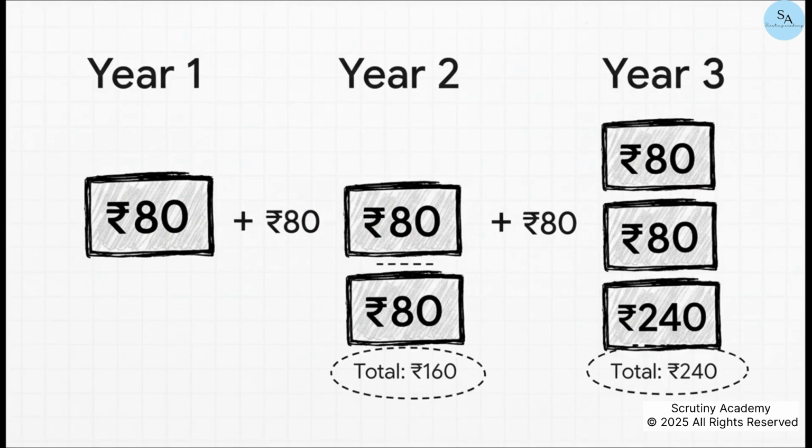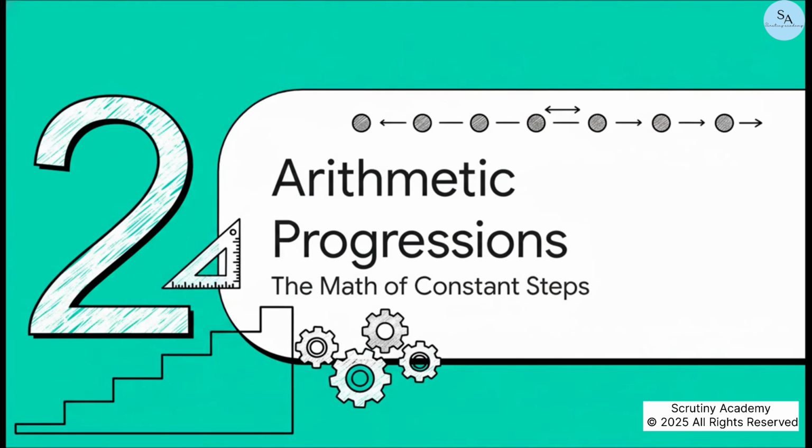Well, at the end of year 1, you've earned 80 rupees. By the end of year 2, that's up to 160. Year 3, it's 240. Are you seeing the pattern here? Every year, we're just adding another 80 rupees. This consistent adding, that's the absolute key, and it leads us straight to our first type of progression. And that brings us perfectly into section 2, arithmetic progressions, or what we'll call APs for short. This is just the official math term for patterns that are built on these constant, steady steps.